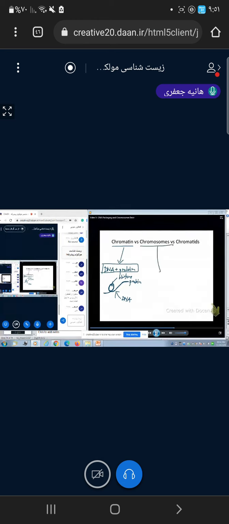Chromosomes, on the other hand, are highly condensed chromatin. So this condensed like crazy into that super thick, small, stubby shape, that's going to be the chromosome. Okay? And the reason why this is important is chromatin will become a chromosome when it's time for mitosis.